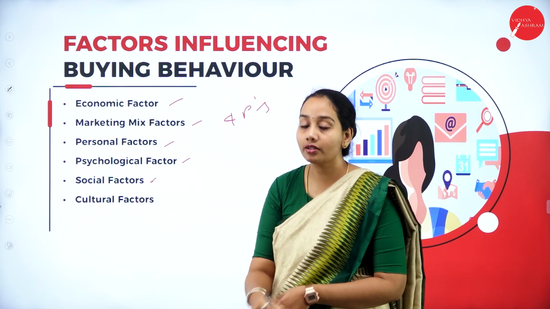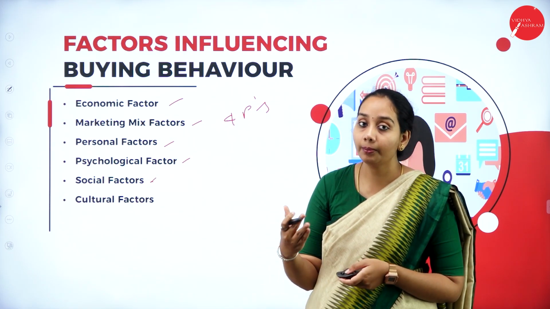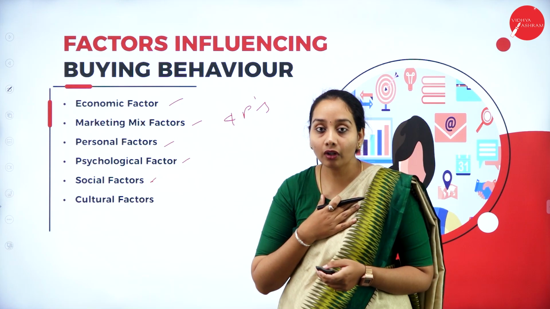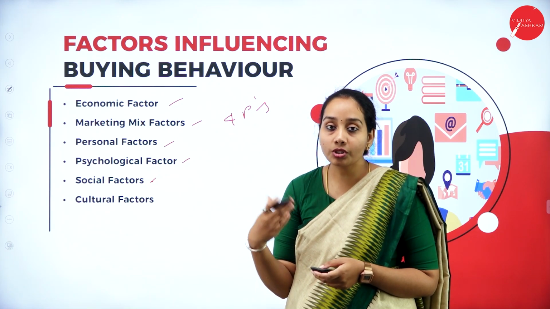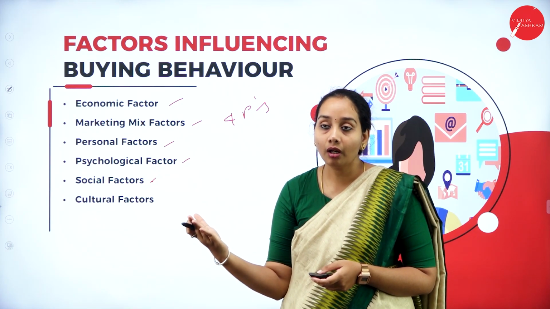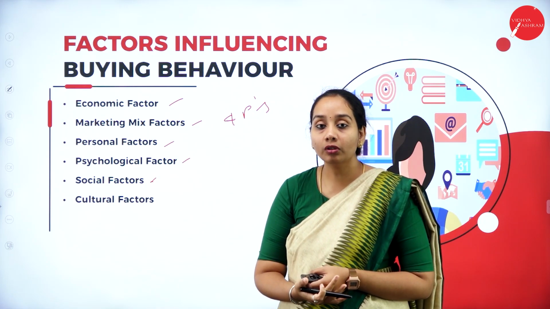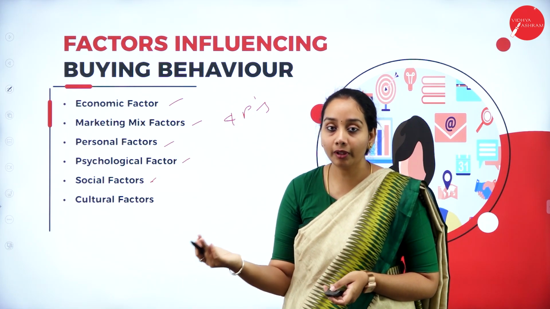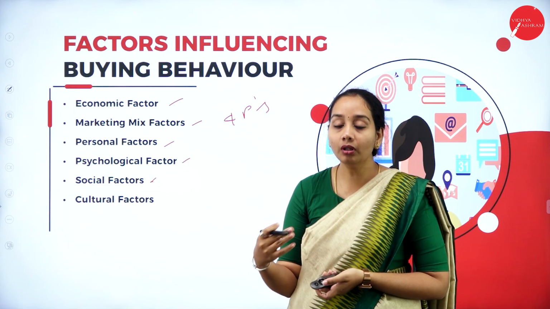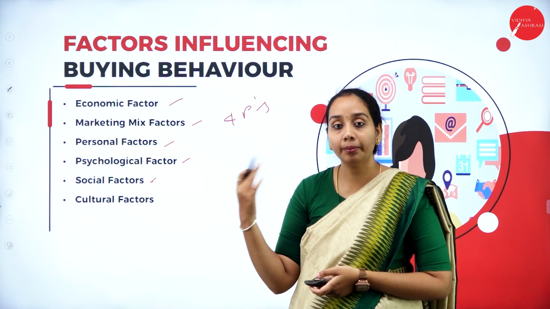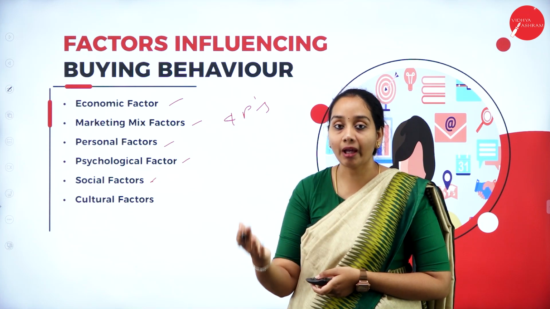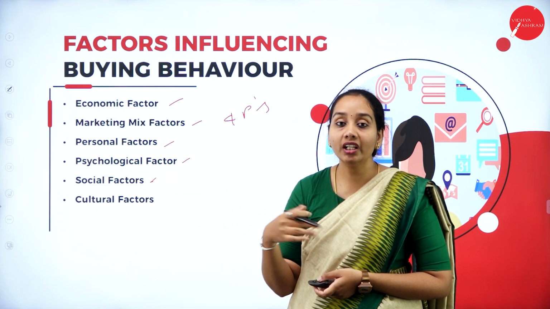Next is social factors. Social factors are also an important factor, because we are all social beings. That means we need people to interact with. No person can end up being single or alone. We need a companion or a partner, we need friends, we need families, we need neighbors, we need a community.